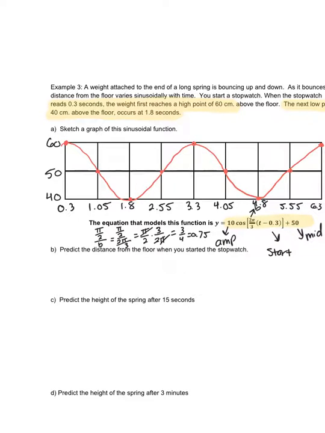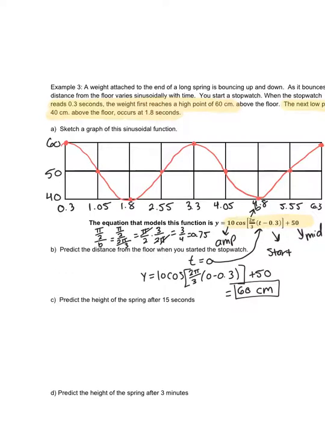Here we go. Okay, so part B says predict the distance from the floor when you started the stopwatch. So what it's giving me is that the t in the equation is standing for time. So when time is equal to 0, that's when I'm starting the stopwatch. So I'm just going to plug t equals 0 into my equation. And that's going to get me 60 centimeters.